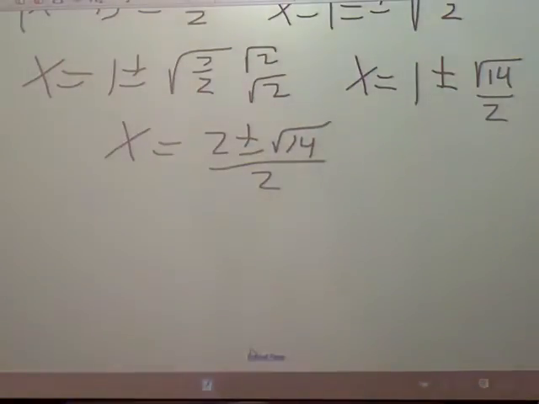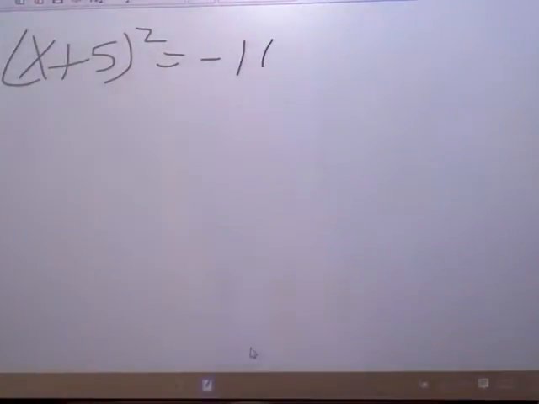Alright, last thing we've got to look at is when we get an i with our answer. Give us an easy one because they work the same. I've got x plus 5 squared equals negative 100. Look where we are on this problem. The hard work's already been done. It's already written as a perfect square binomial, so you don't have to worry about getting rid of a bad c and finding a good c.